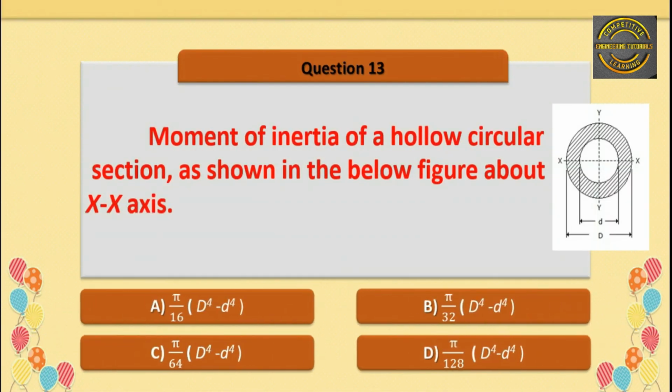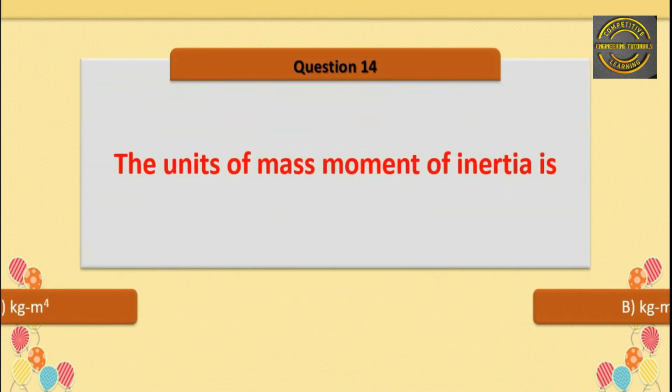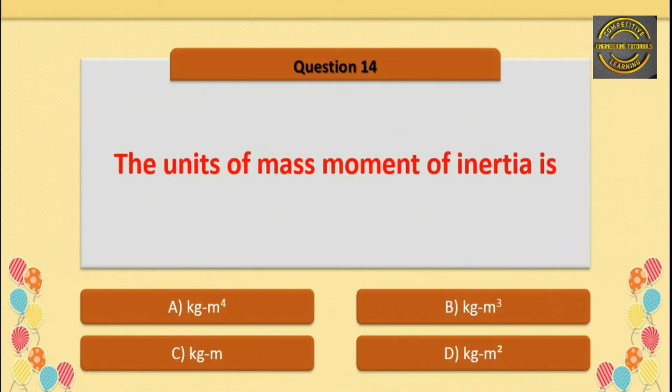Question number 13. Moment of inertia of a hollow circular section as shown in the below figure about x-axis is, option C is correct, pi by 64 into (D power 4 minus d power 4). Question number 14. The units of mass moment of inertia is, option D is correct, kg meter square.